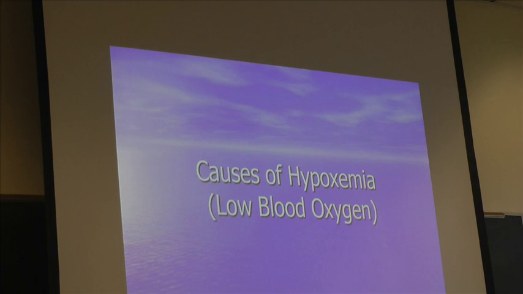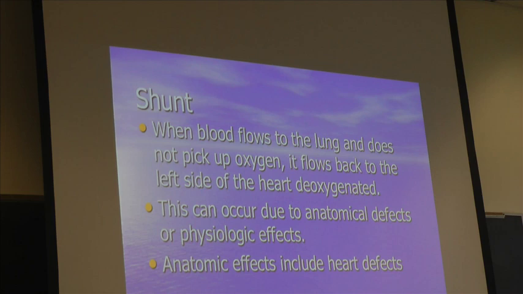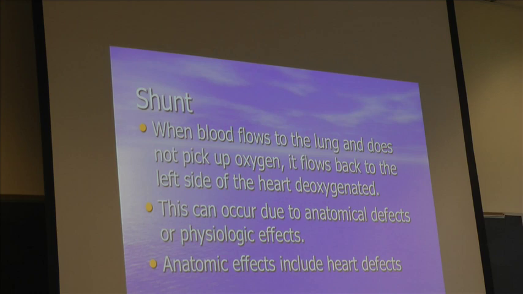But then the question in the back of your mind is, what's causing this hypoxemia? And that's what we're discussing. We're putting it into categories. So the first category is shunted blood. It says that when blood flows to the lung and does not pick up oxygen, it flows back to the left side of the heart deoxygenated, lacking oxygen. This can occur due to anatomical defects or physiologic defects.